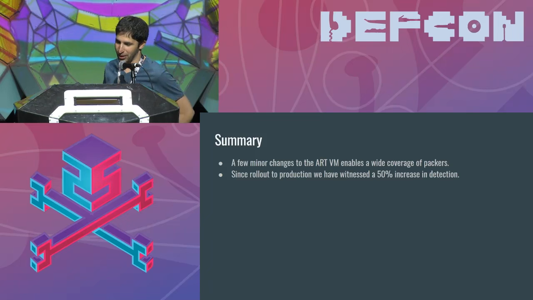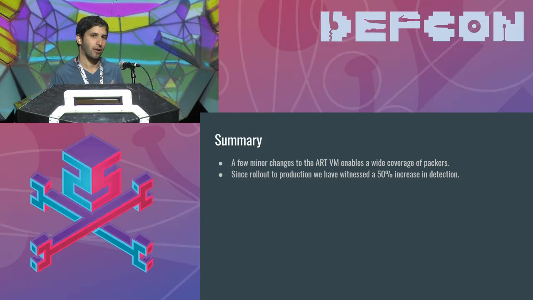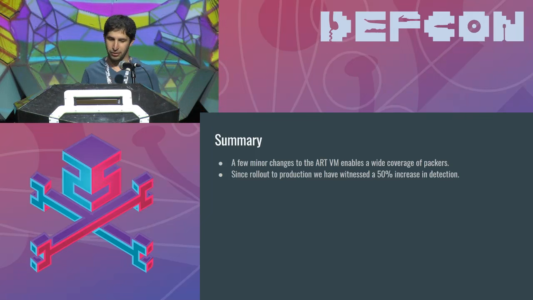So, summary. We understood how the packing process works in different packers, and we only introduced a few minor changes to the ARTVM, and this enabled us to work on about 90% of the packers we encounter in those systems. And what was very interesting, this change allowed us to send an unpacked version of the dex files to our static code analysis systems, and we got a 50% increase in detection of maliciousness of packed apps from this feature, which was very good for us.